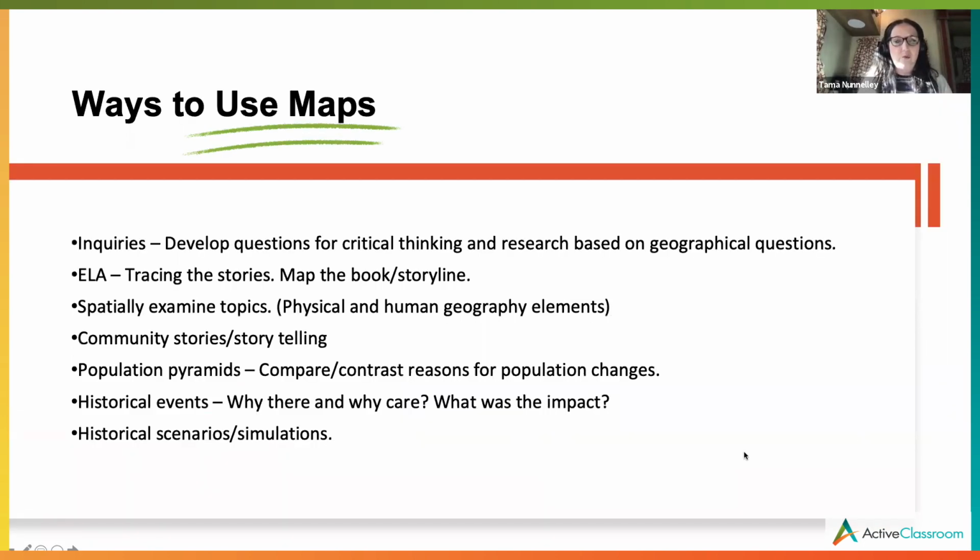There are a lot of ways that we're already probably using maps in the classroom, but there are some ways that I really want us to look at today. So using them for inquiries, ways that we can develop questions for critical thinking and research based on geographical questions. Of course, using them for English language arts. I know that when I've read historical books with my students in the classroom, and I've got an example to share with you today, we've traced those stories. So that's something I want to share with you, the way that you can trace them, but also some programs that are available where they're already traced for you.